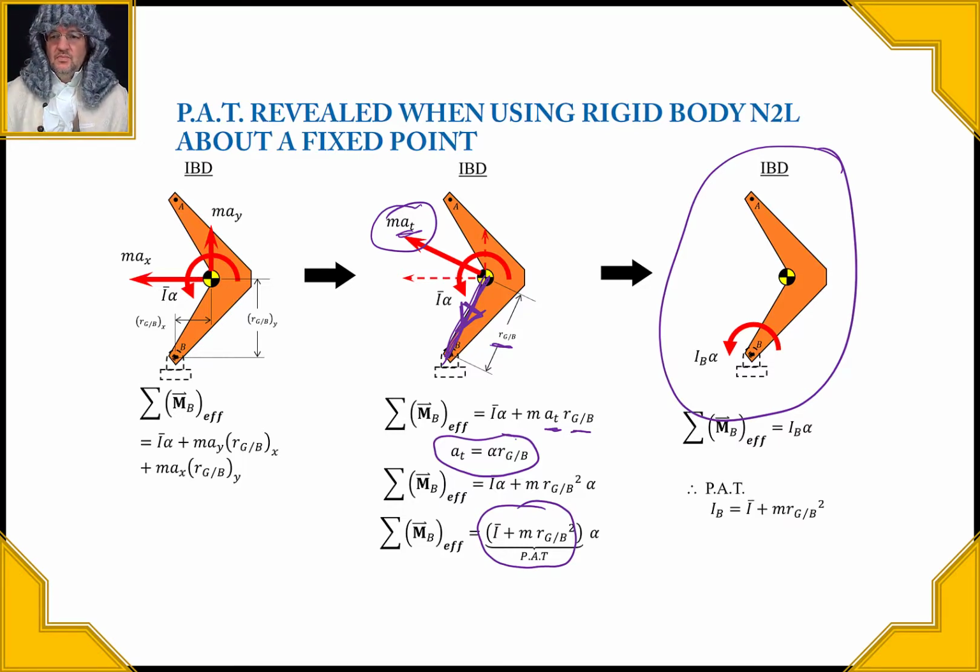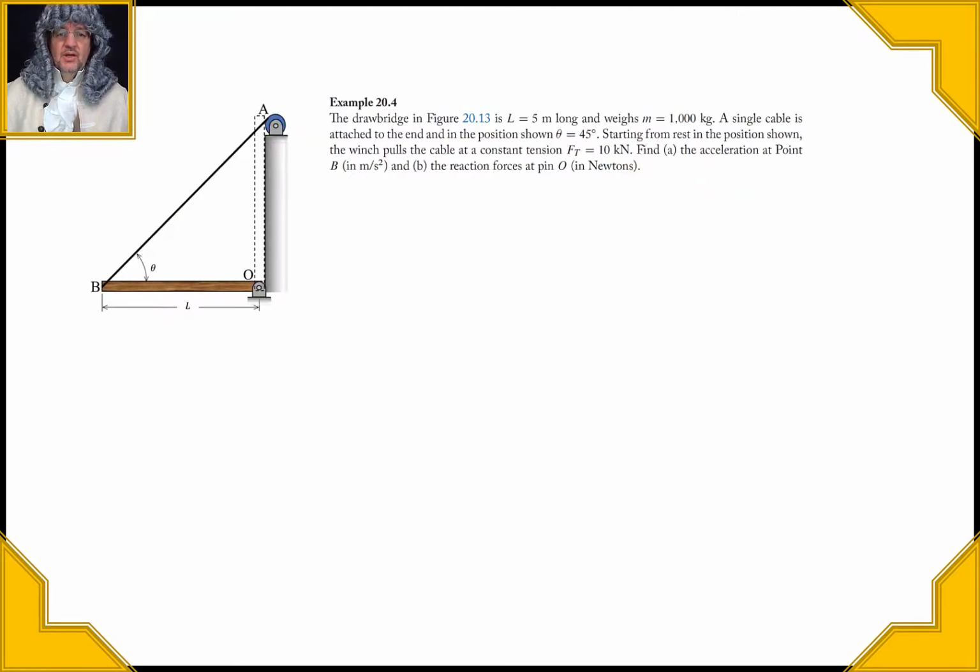So here you go. Parallel axis theorem is that right there. Okay, so here we have an example. Here's a drawbridge, and it's got a length of 5 meters, so that's pretty long. That's a little bit more than 15 feet. And it weighs 1,000 kilograms.